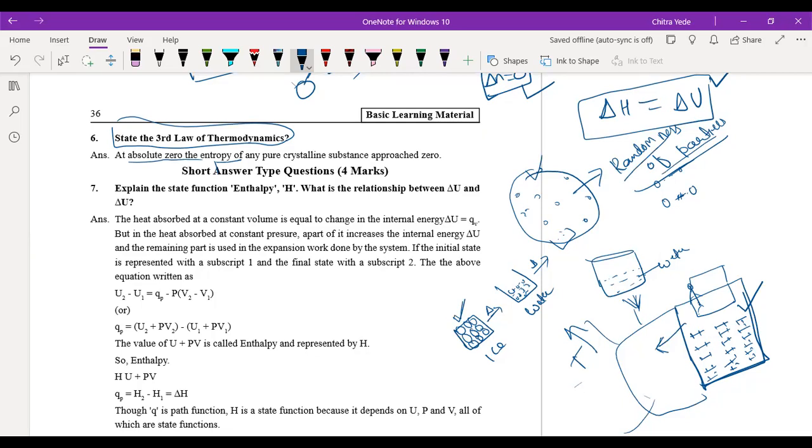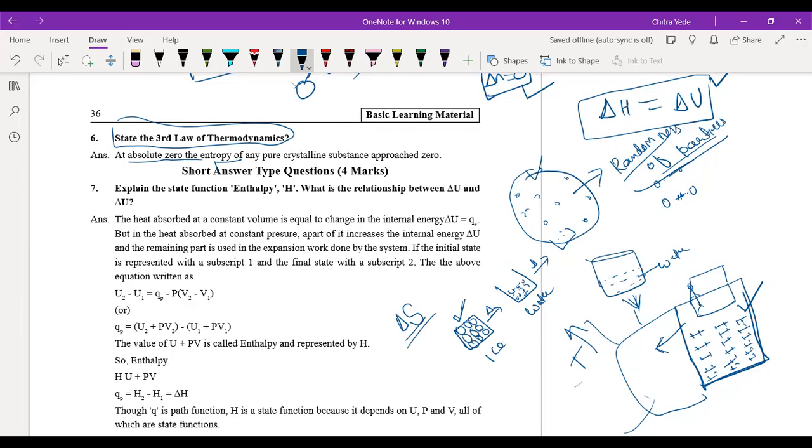It is represented by S, and change in entropy is called del S. It is the change in entropy.